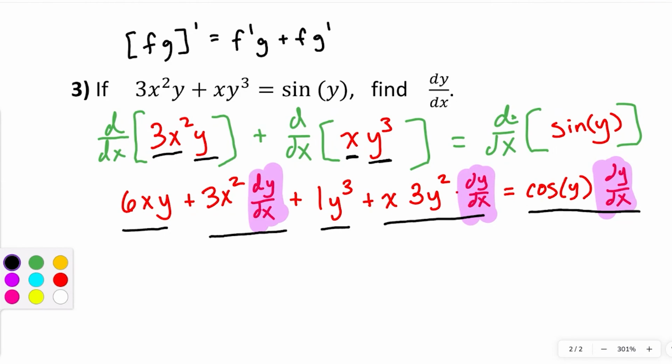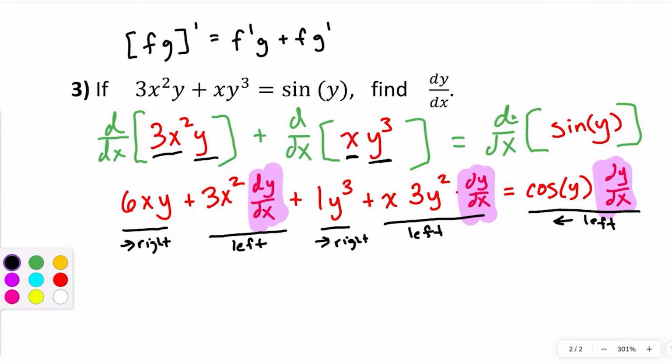So this one's going to stay on the left, right? This one's going to stay on the left. This one I need to move to the left. And all the terms that don't have dy dx, I'm going to move to the right. So I'm going to move this one to the right, and this one to the right. The ones that should be on the left are this one and this one.